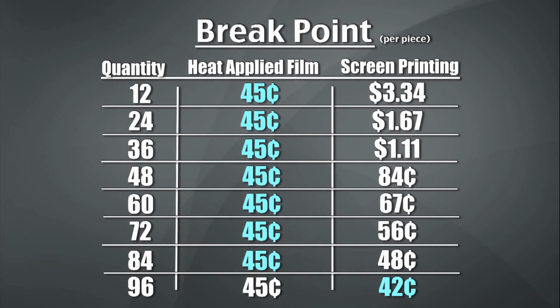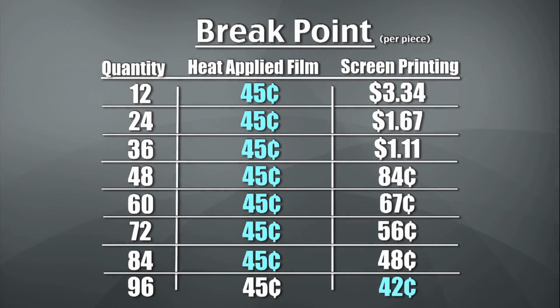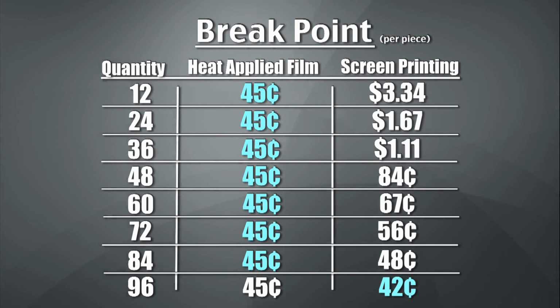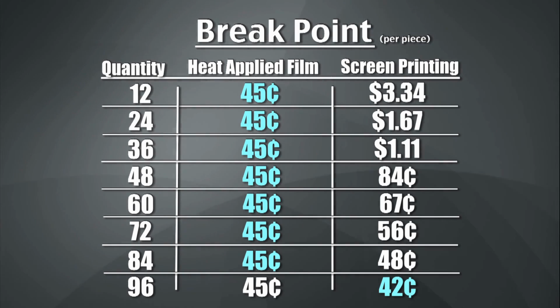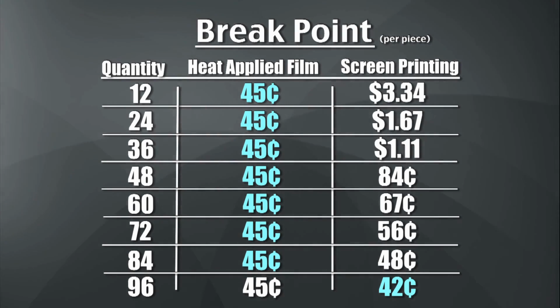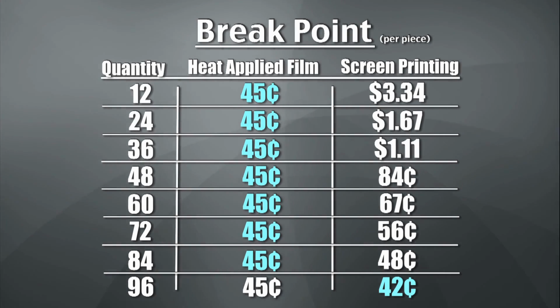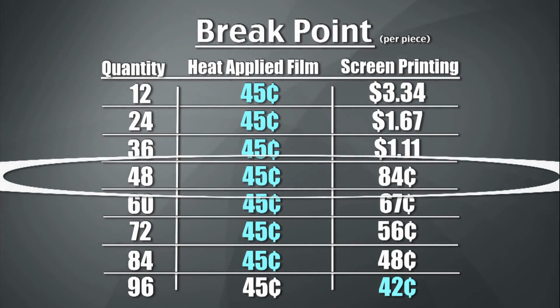When we start to add in labor, you have the same amount of labor in every single piece for heat applied film. With screen printing, once you're set up, the labor rate goes down per piece as your quantity goes up, because it's amortized over a higher volume of pieces. So the breaking point's actually going to be somewhere around 48 pieces for this design.